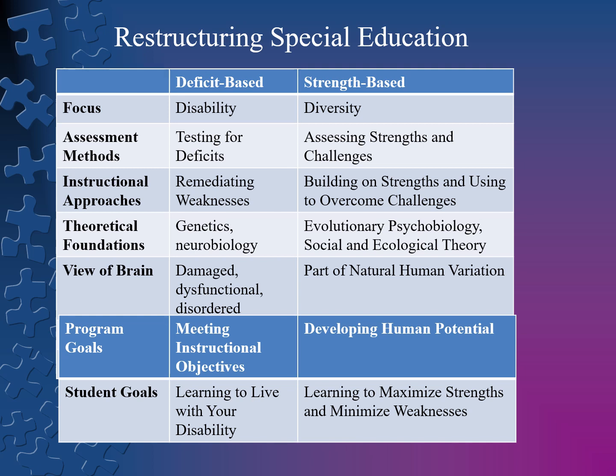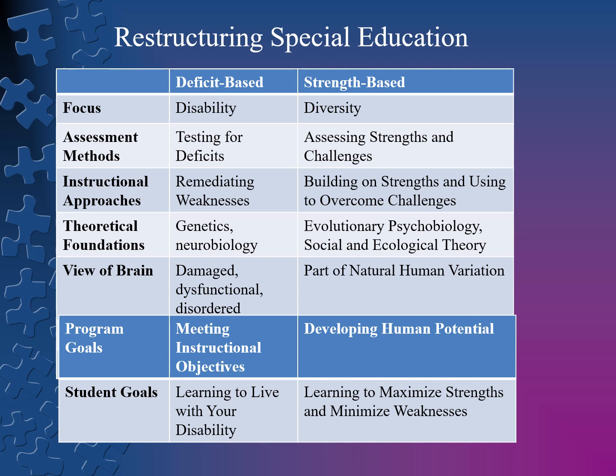Some of the theoretical foundations of traditional special education are genetics and neurobiology, as well as, I probably should add, behaviorism. A strength-based approach relies more on findings from evolutionary psychobiology and social and ecological theory. The view of the brain in a deficit-based special education program is of a brain that's damaged, dysfunctional, and/or disordered, whereas a strength-based approach is viewing that brain as part of natural human variation.